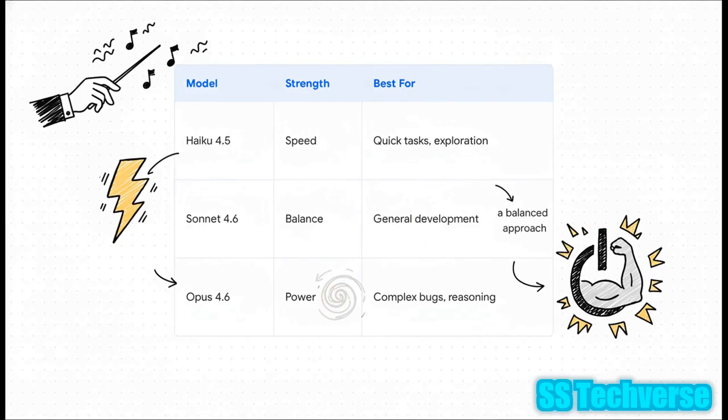You can switch between different models depending on the task. Do you need lightning speed for a quick fix? Go with Haiku. Need a solid, balanced approach for your day-to-day work? Sonnet's your choice. Or do you need raw, brain-melting power for a really complex bug? That's when you bring in Opus.